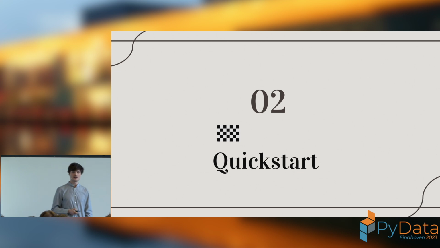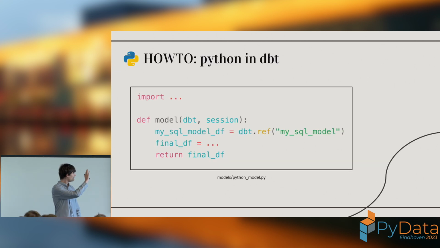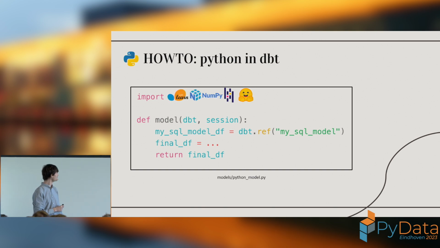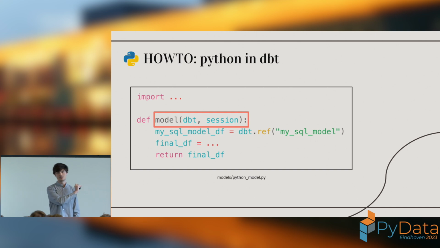How does one go about it? So this is kind of the template. In the import, you can import anything you want, any package you want, from scikit-learn to Hugging Face. So really allowing you that expressivity, as long as it's installed on the cluster, of course. Then this is the main entry point. It's a function called model.